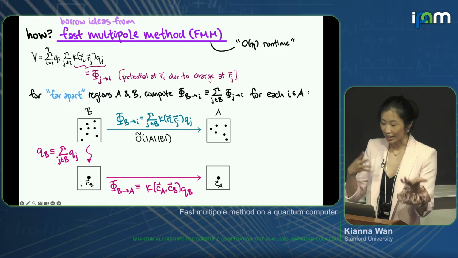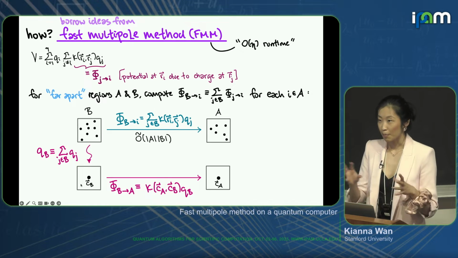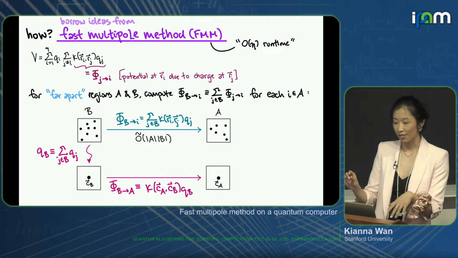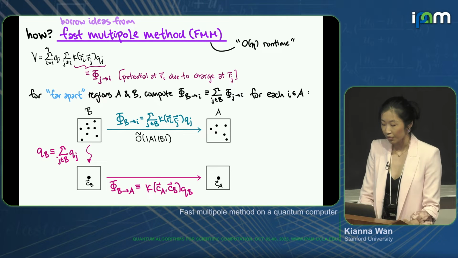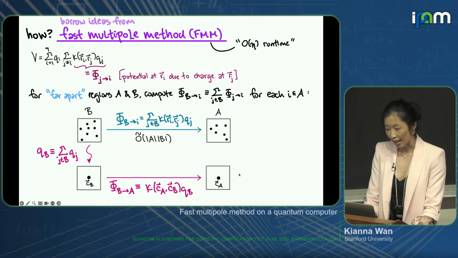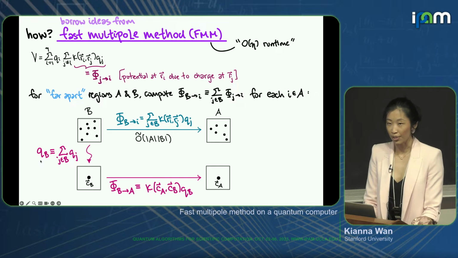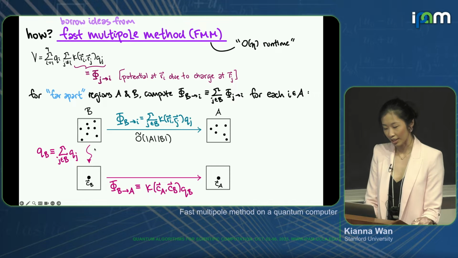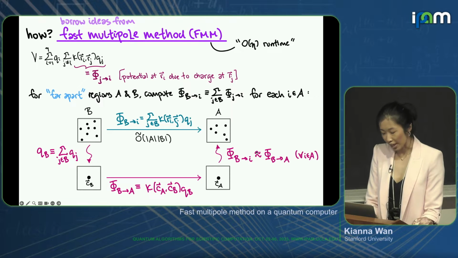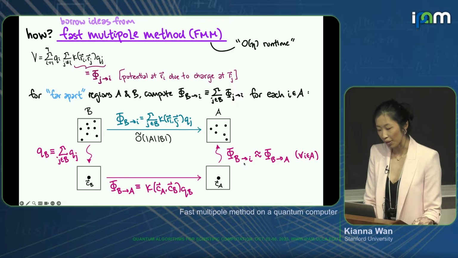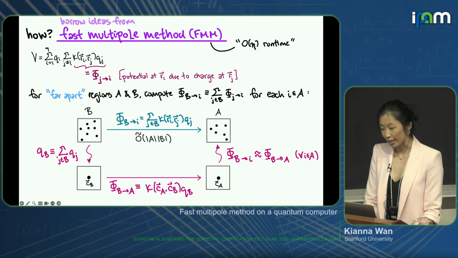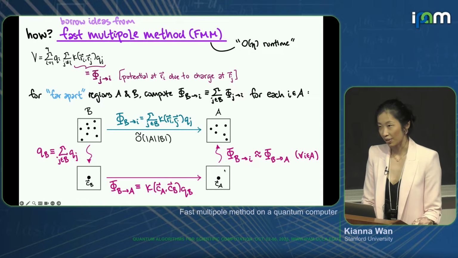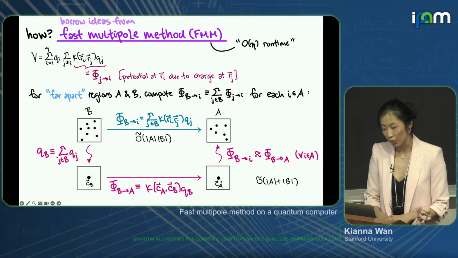Similarly, again, since A is far away from B, the potential due to B doesn't vary too much within A. So we'll compute the potential at the center of A due to the total charge Q sub B of B, and then at the center of B. And then for each particle i in A, we approximate phi sub B to i by just taking it to be the potential that's at the center of A.